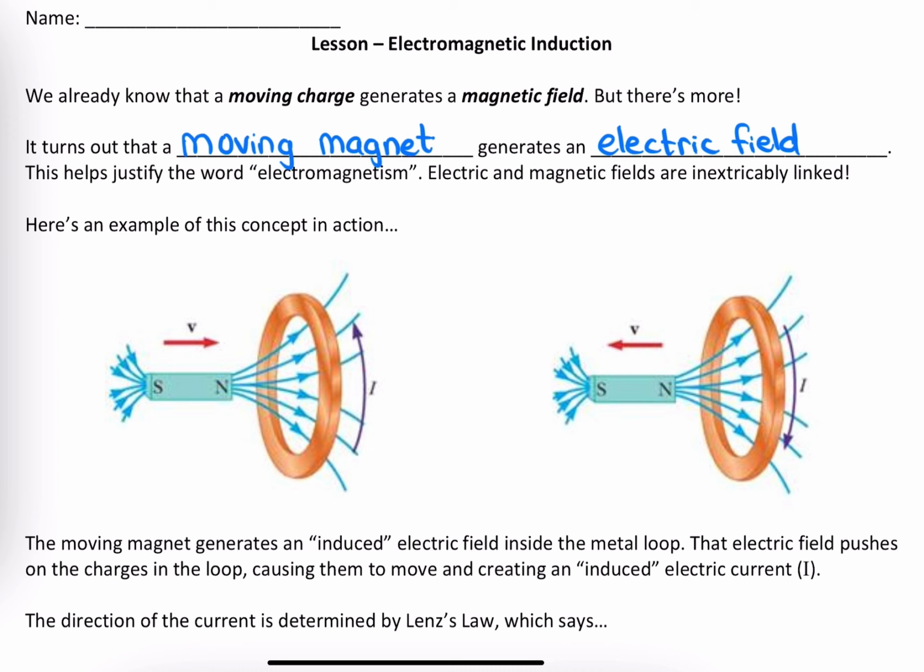So this helps justify the word electromagnetism, which we've been using recently. Electric and magnetic fields are inextricably linked. An electric charge can create a magnetic field, and a magnet can create an electric field, provided in both of these cases that they are moving.